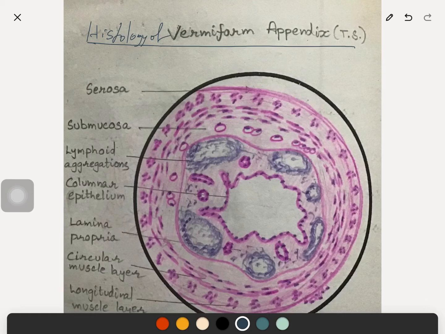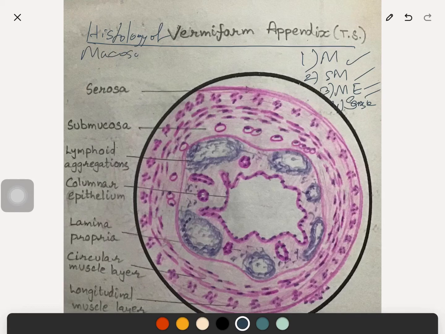It contains 4 layers. It follows the general pattern of the GIT: mucosa, submucosa, muscularis externa and serosa. So the same 4 layers of GIT are present in the vermiform appendix. We will start with the mucosa.